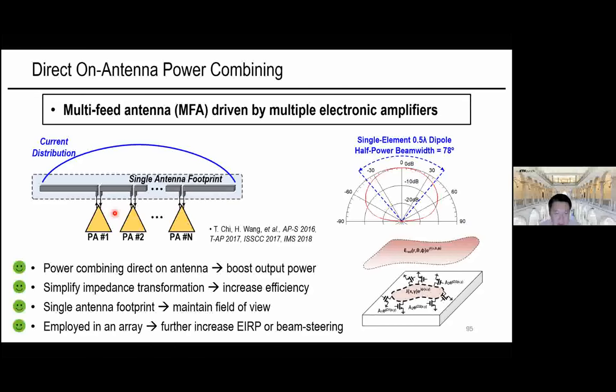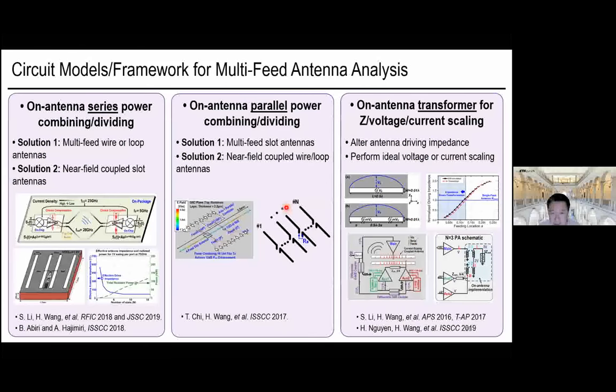Of course, we can use them as multiple elements in an array to further enhance the output power. So I think this is a good example of this hybrid antenna-electronics co-design to achieve power combining, right? Using this principle, I will show you some designs later on. But to help the circuit community better understand the hybrid antenna-electronics co-design concept, my group came up with the equivalent circuit modeling and analysis framework for these different multi-feed antennas.